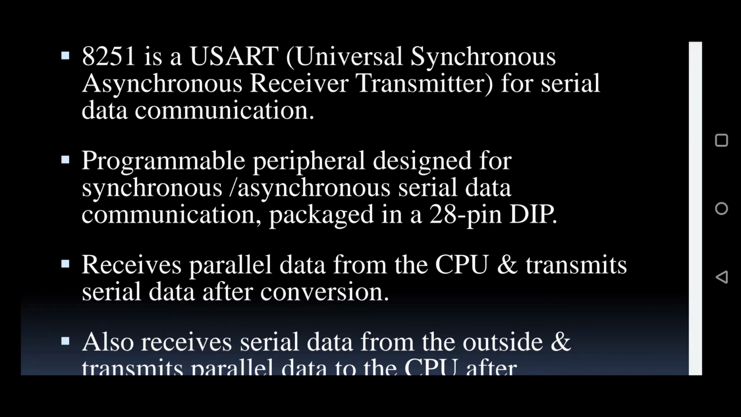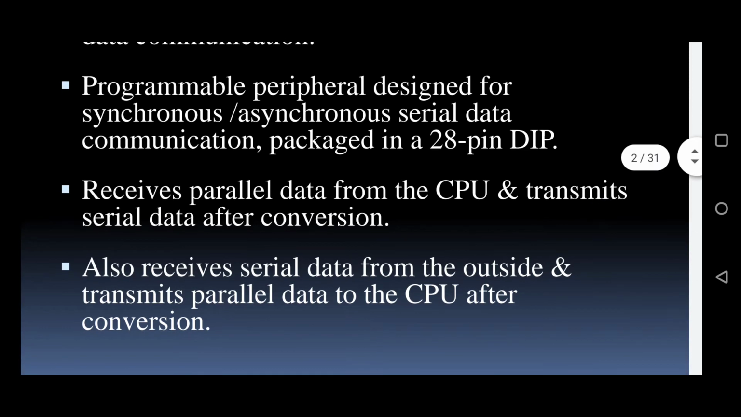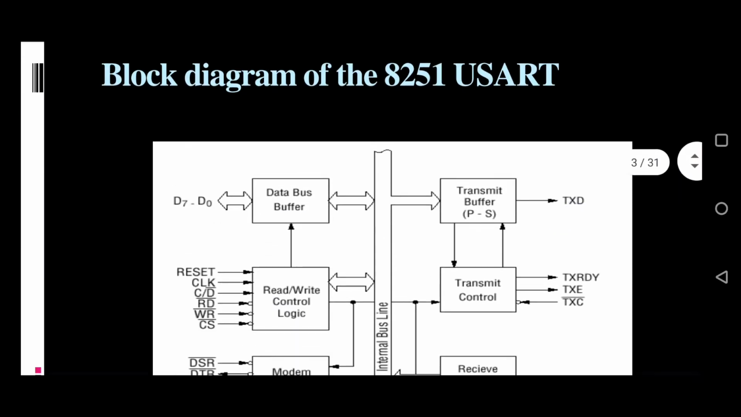It performs two different types of function. First it will receive parallel data from the CPU, that is from the microprocessor, and transmit serial data after conversion. It also receives serial data from outside and transmits parallel data to the CPU after conversion. So it does two different types of operation, serial to parallel conversion and parallel to serial conversion. So let us see the block diagram.